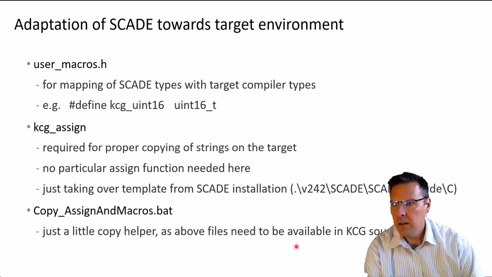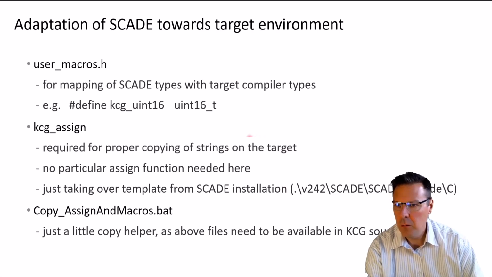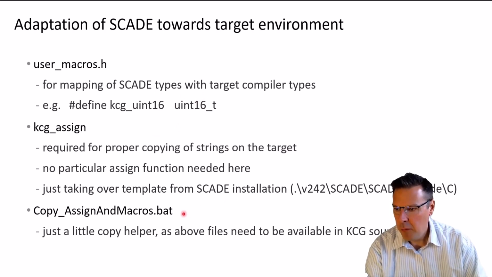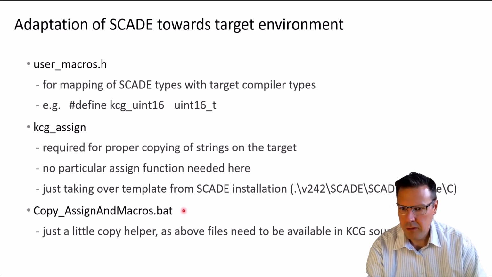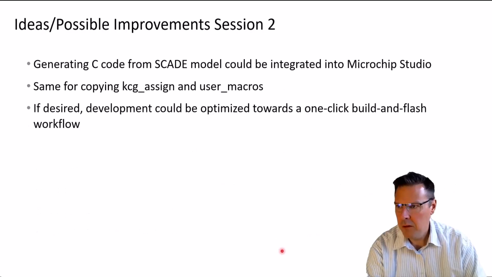Here again, some explanation what these additional 2 files are all about. The user macros, again, is for the mapping of the types. I explained that. And as a little helper, I programmed a little batch file which copies the files from here to there. That's very comfortable in the end.